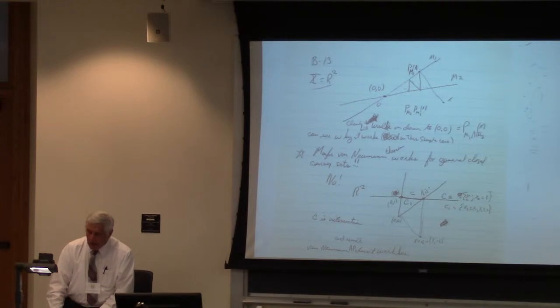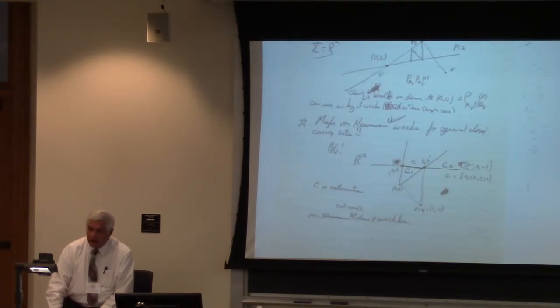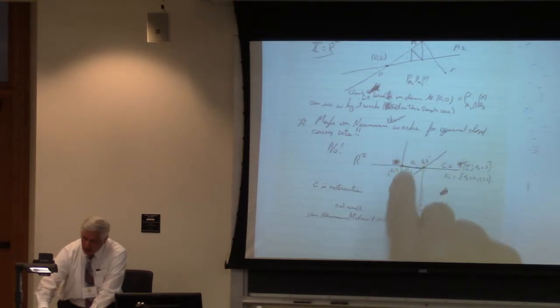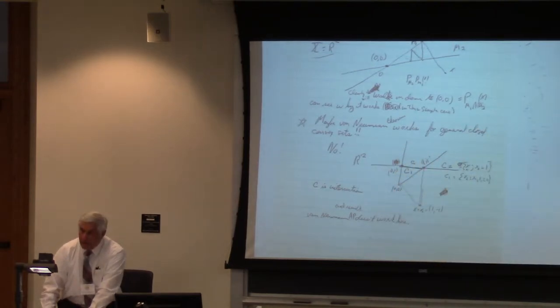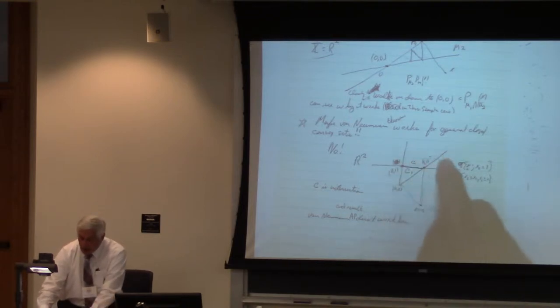Maybe von Neumann's theorem works for general closed convex sets. Could be, that'd be nice. Turns out it's not true. It doesn't work. Here's a counterexample. C1 is going to be this wedge that comes down here to the origin and then goes back up at a 45 degree angle. That's C1, a closed convex set. C2 is going to be the straight line at a height of 1, across there. That's also a closed convex set. The intersection is going to be the line that goes from 0, 1 up here to 1, 1.